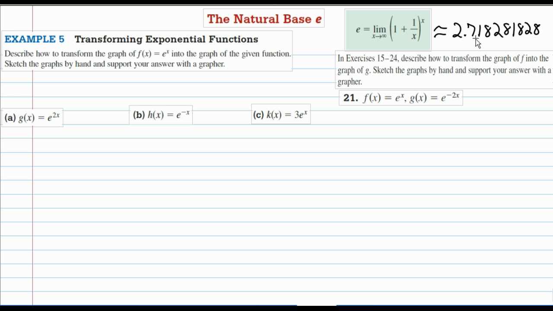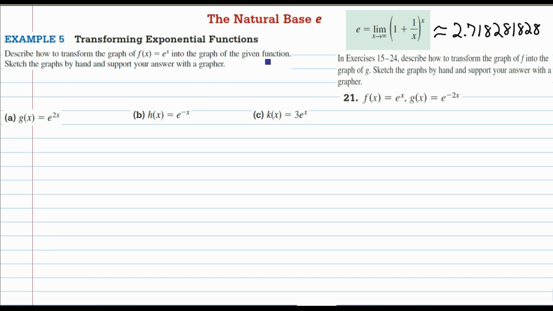What e actually is, where e comes from, is this. It's the limit as x approaches infinity of the graph of (1 + 1/x)^x. So if you put in your calculator y = (1 + 1/x)^x, and you traced all the way out to the right where x goes to positive infinity, your y values are going to level off at 2.718281828, etc.